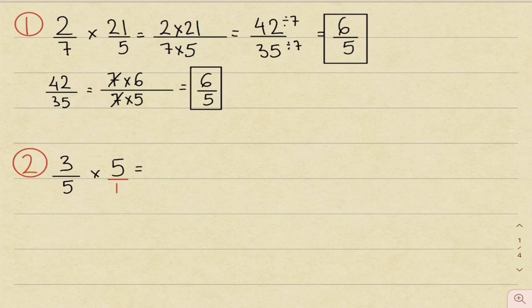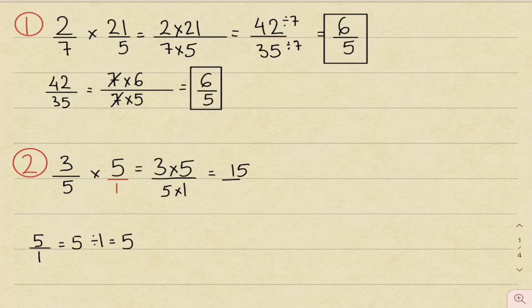Now I'm going to explain it to you guys. If I have 5 over 1, that's the same thing as 5 divided by 1, which is just 5. I'm making this 5 as a fraction by putting it over 1. So that way I can multiply top with the top and bottom with the bottom. I have 3 times 5 over 5 times 1. So that's going to be 3 times 5 is 15 over 5 times 1 is 5.